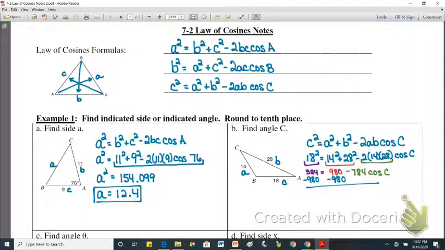That ends up being negative 656 equals, bring down the negative sign with the 784, cosine of C. So to get rid of that coefficient, we are going to just divide by it.